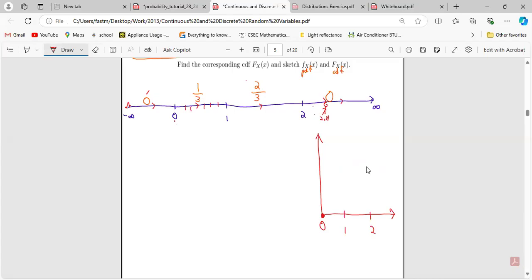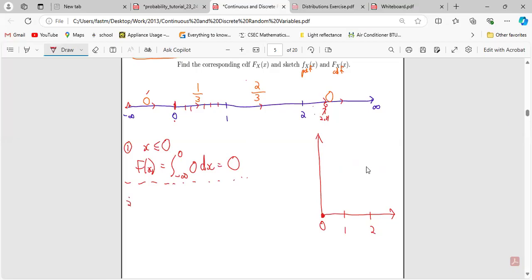So the first range will be if x is less than or equal to 0. So look, here we are now, less than or equal to 0, we know the probability is 0. So the capital F of x will be the integral from minus infinity to 0 of 0 dx, which is equal to 0. Redundant, but still put it. So that's the first range.